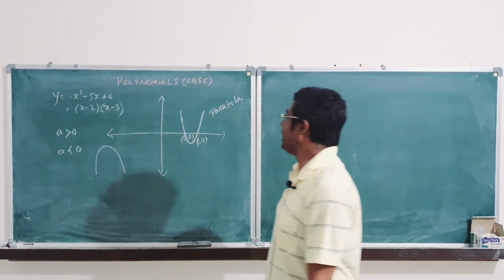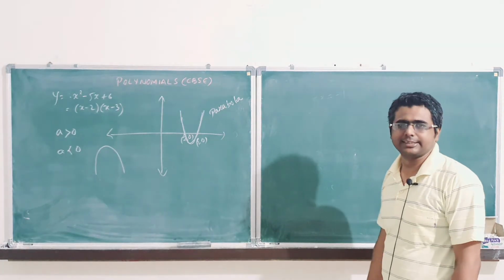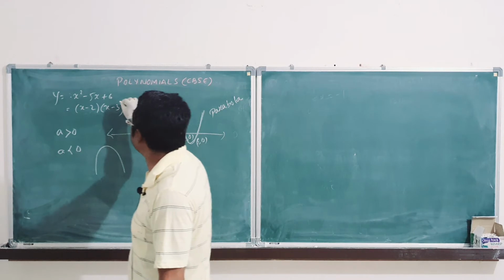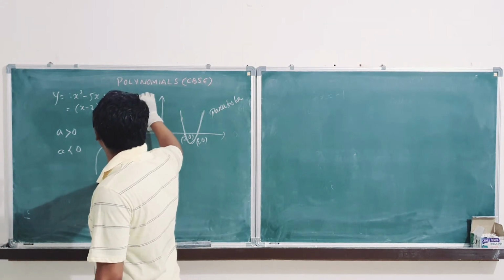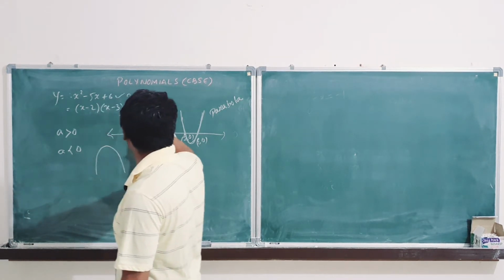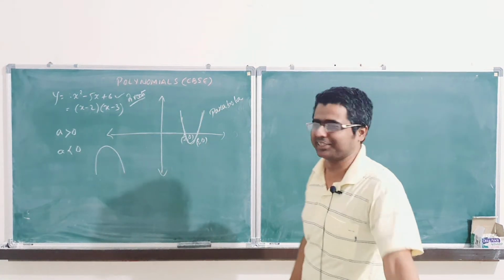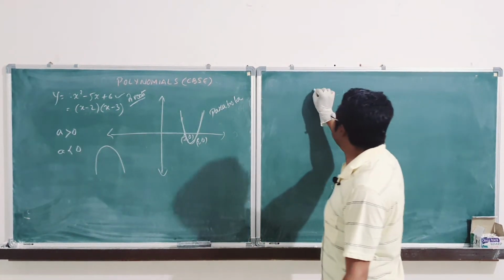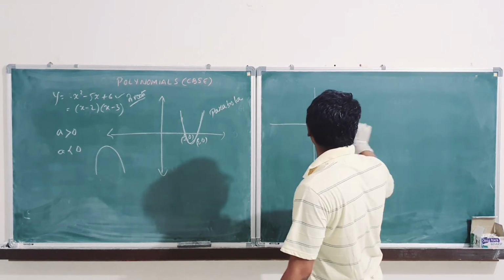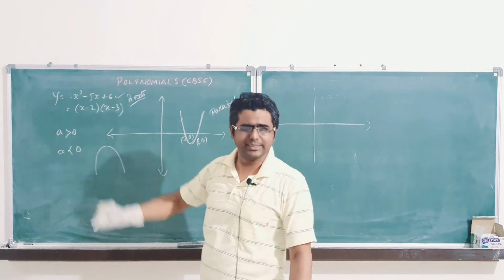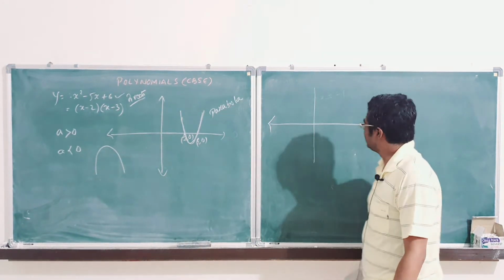Clear? And it is going to cut the x-axis at 2 positions. That is why a quadratic equation has 2 roots. Because if you plot them, you will get it cutting the x-axis at 2 positions. Okay? Now, is it possible that a quadratic equation will have only 1 root? That is, this polynomial will have only 1 zero. Is it possible? It is possible.